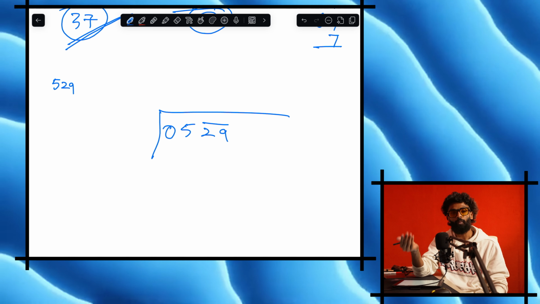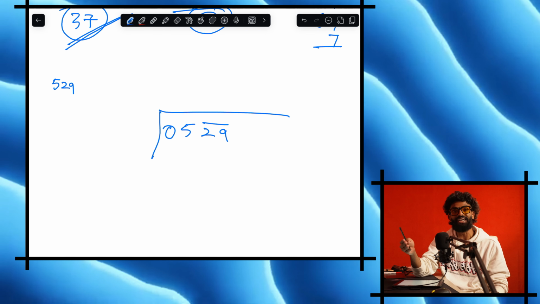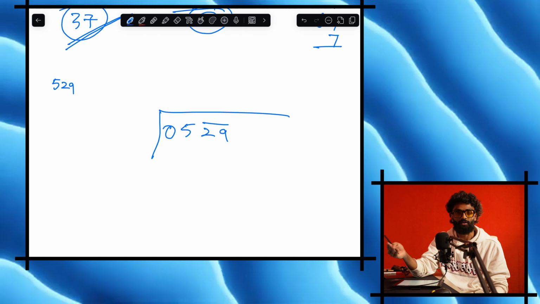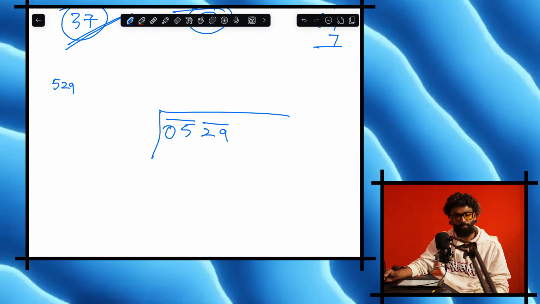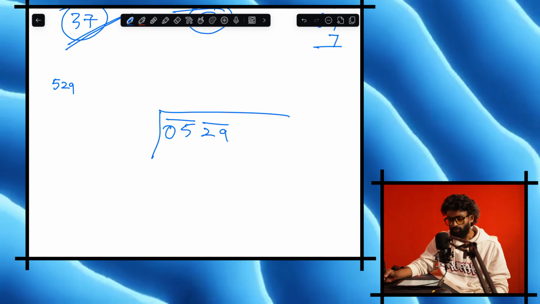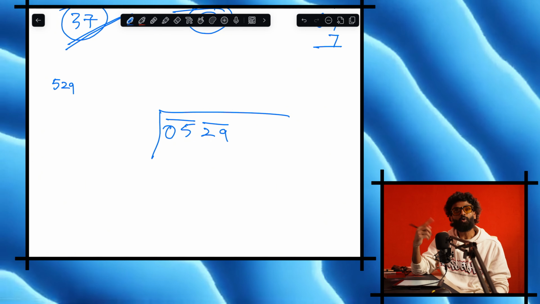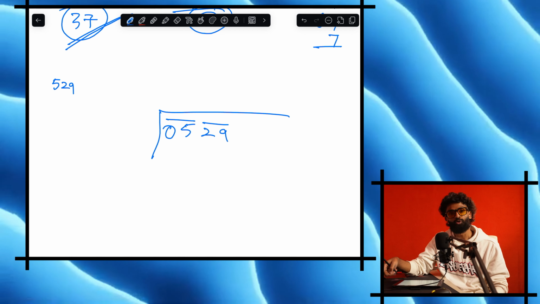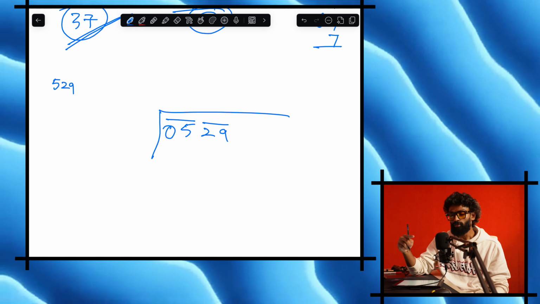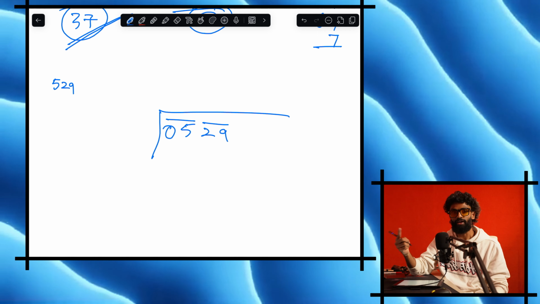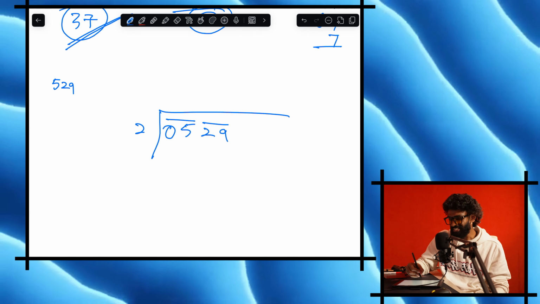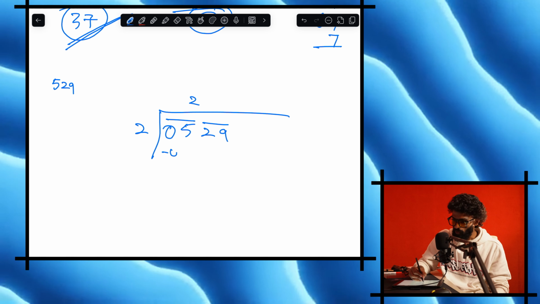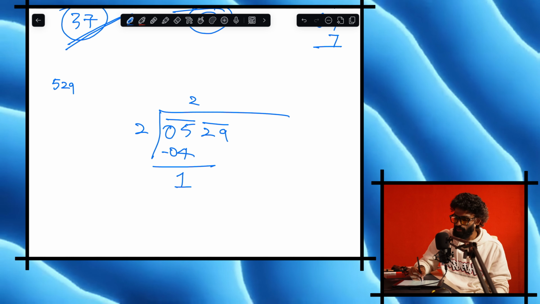Now, if I ask you a question, what's the difference between 5 and 05? You obviously will have no answer. That's good because both of them are same. So the first pair is 05. The second pair is 29. Completely done. Now think of it. What square gives you a number very close to 5? 2. If you think 3 square is 9, bigger than 5. If you take 2, the answer will be 2 square, which is 4. So since I'm following a pattern, I'll write 04. So I'll subtract with this 04 and the remainder here is 1.